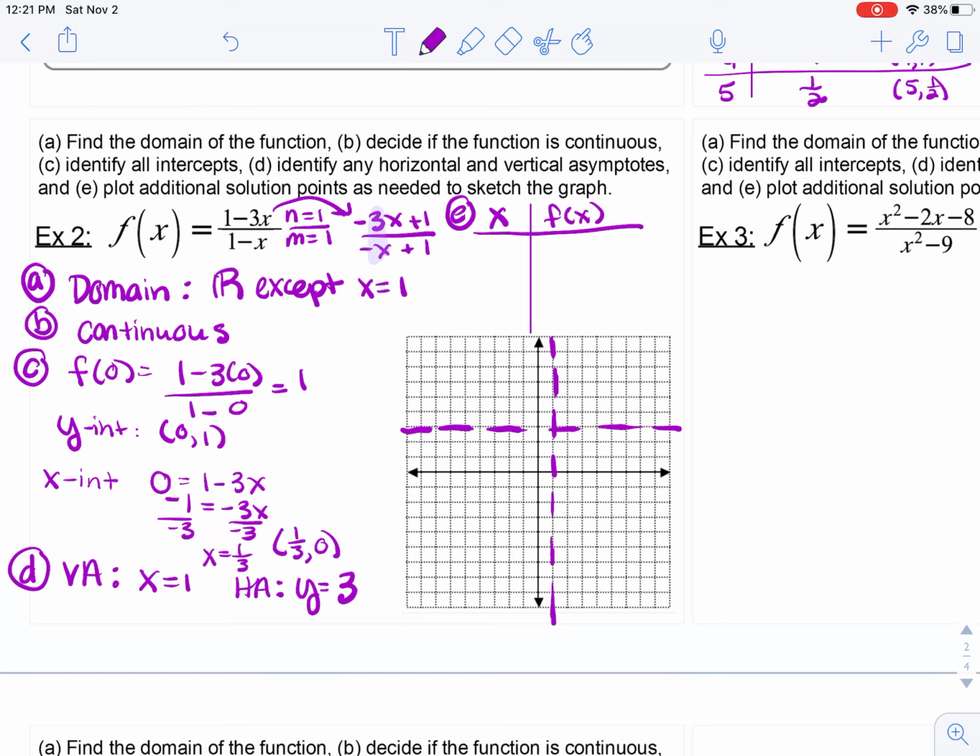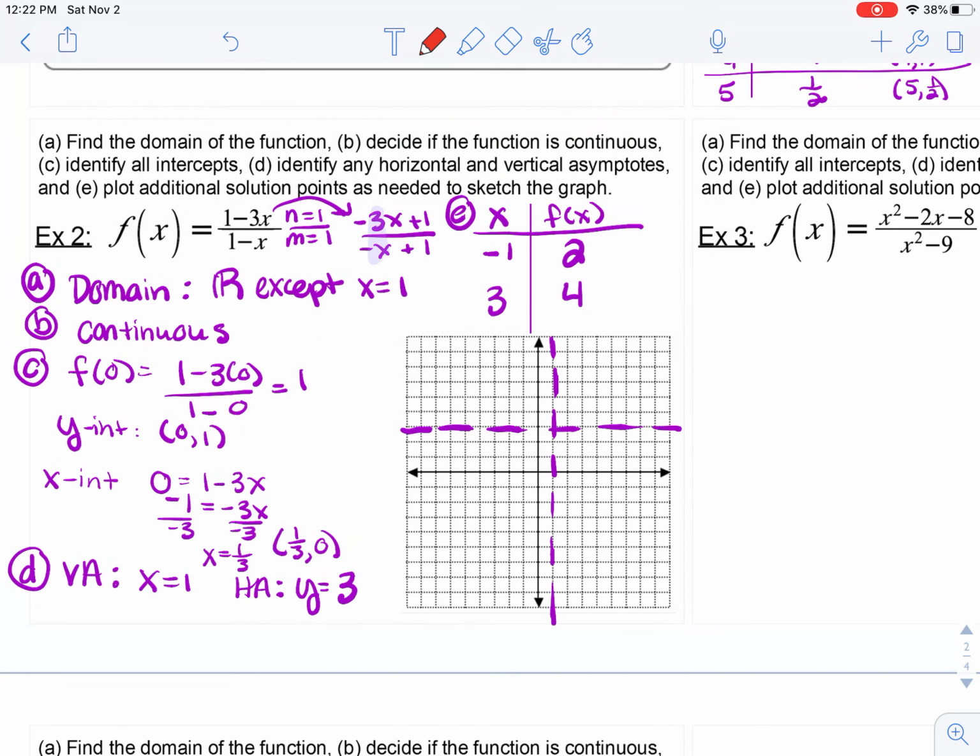I want a couple values to the left and to the right. So I'm going to pick at least one point here. So I'm going to plug in -1 and 3. So I want you to do that math. (1 minus 3 times -1) divided by (1 minus -1). That would give us an output of 2. And then if you plug in 3, so (1 minus 3 times 3) over (1 minus 3), that would give us an output of 4. If you need to pause and do that math by hand at this point, that is fine.